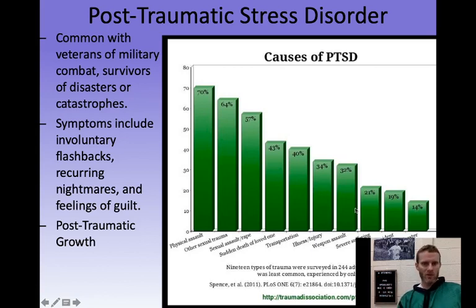So what happens with post-traumatic stress disorder is they relive the traumatic event. So the symptoms that you're going to see are these involuntary flashbacks, maybe reoccurring nightmares or what we call night terrors, and extreme feelings of guilt, especially when you talk to some of these people who are sexual assault or rape survivors. They have extreme feelings of guilt, even though they're the victim, right? And that doesn't make sense, but that is what they feel, right?